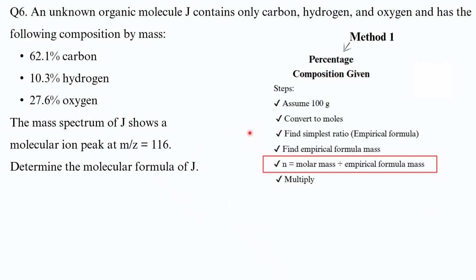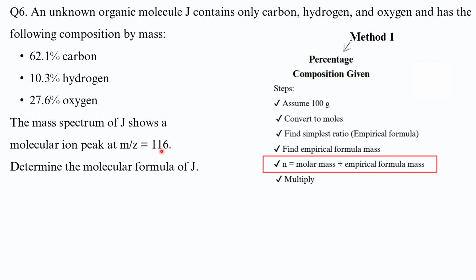Now here I have question one, where we are expected to follow method one. Let us see how exactly we are supposed to use these steps in order to solve these questions properly. So the question is: an unknown organic molecule J contains only carbon, hydrogen and oxygen and has the following composition by mass. As you can see, the percentage composition of each and every atom present in that molecule is given. So this data clearly matches our first category of question, so I will follow method 1 in order to solve this question.